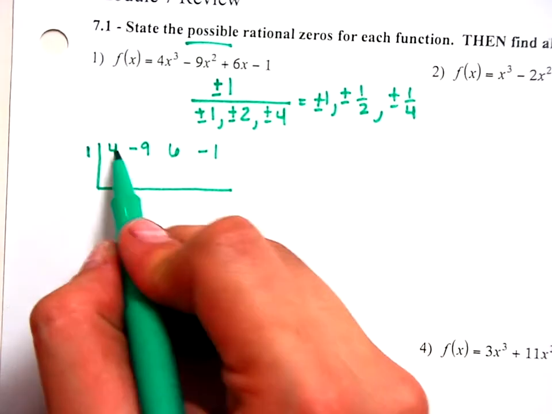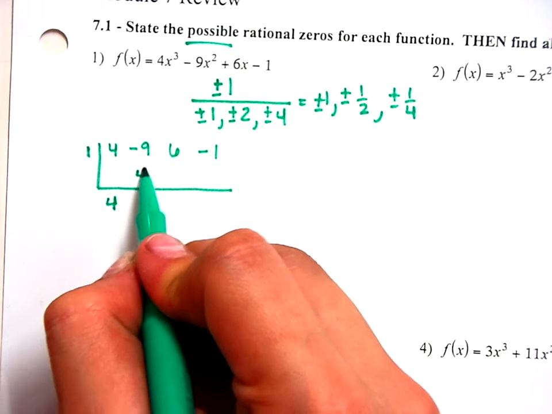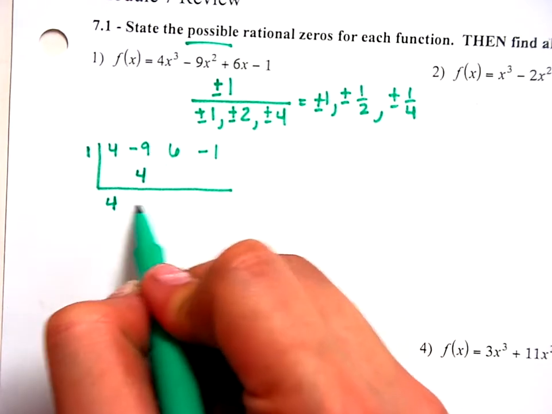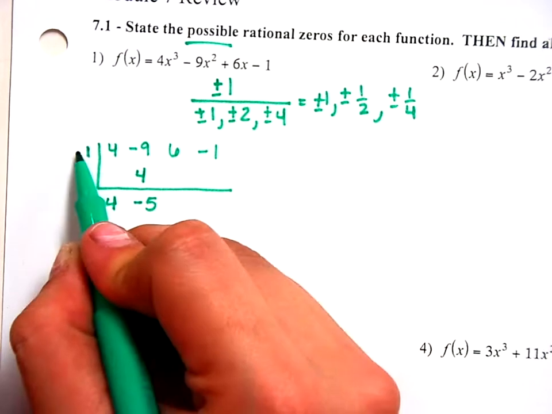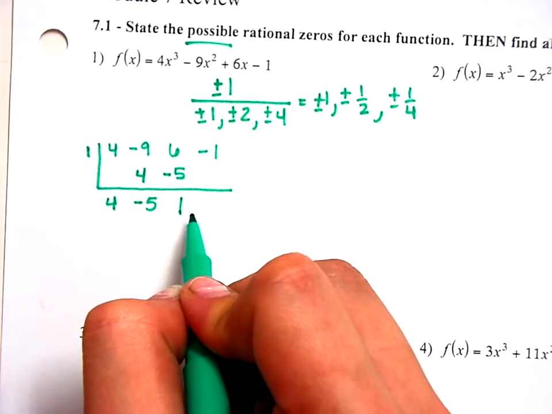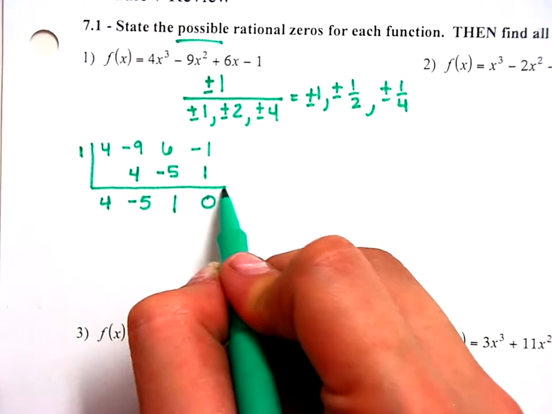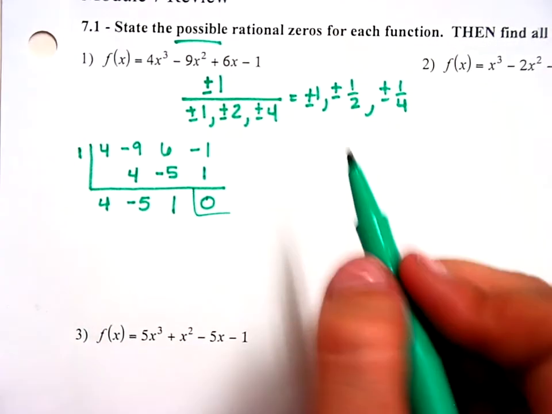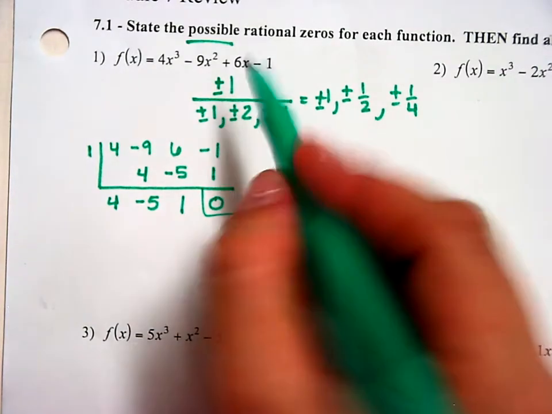All right, so let's go through with our synthetic division. Remember, we're going to bring down this first number, multiply, and put it right here. Then add, that gives me a -5, and start all over again. So -5 times 1, and add. And then one more time, 1 times 1, and add. Hey, guess what? I get a remainder of 0. So that means this number is a factor of the original polynomial.